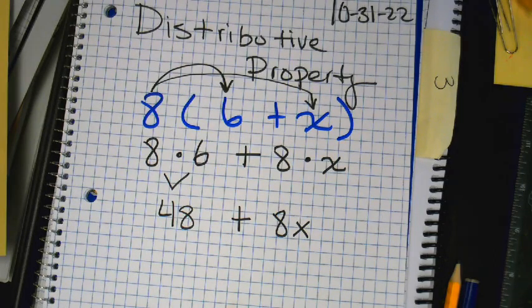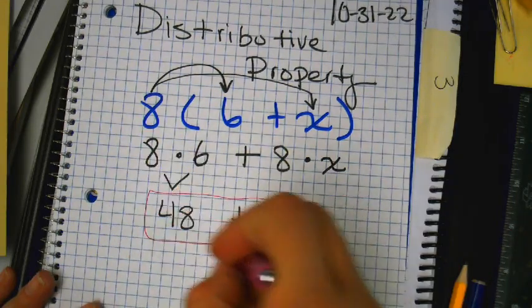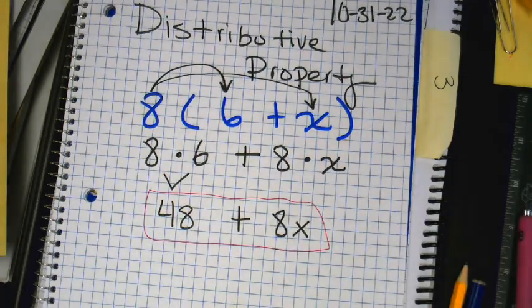I can't do anything with this because I don't know what x is. I can't make it a 2. I can't make it a 1. It's just x. You leave it alone. Now, ladies and gentlemen, this is our final answer. We can't do anything other than this. We can't put these two together. Does anybody know why we can't put these two together?